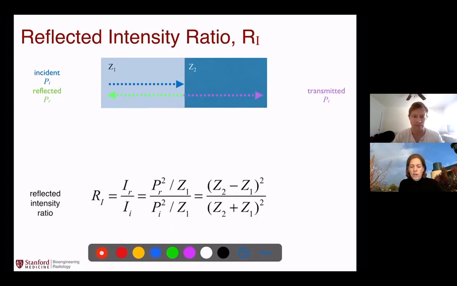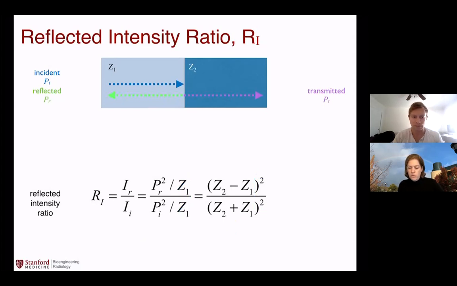Okay, so when you simplify that, the Z's are going to cross out, and we're going to get the P reflected squared over P incident squared, and that's just going to be the square of what we saw before. And so this equation on this side is exactly what we saw before, but now it's got the square. And so the reflection coefficient is, for me, very easy to remember: it's just the square of the reflected pressure coefficient.